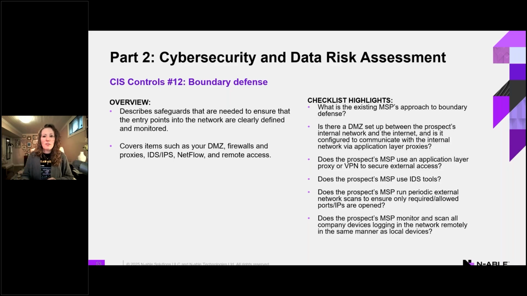And so by verifying what the existing MSP is doing to strengthen an organization's perimeter and what are they doing to police traffic that's flowing in and out of the network, that is, again, going to help let you know what additional measures may be needed, again, making it part of your proposal. Maybe it might be a project to mitigate that risk that might be associated with each of those edges.